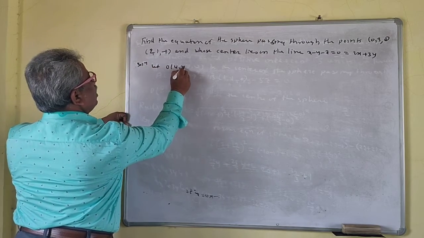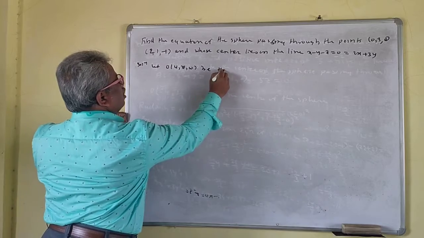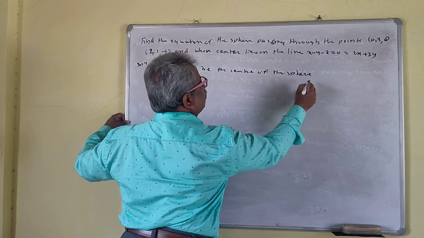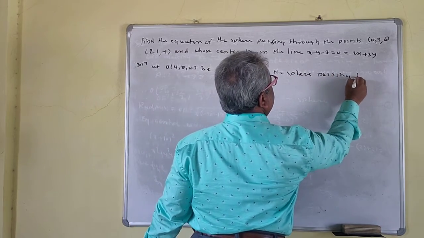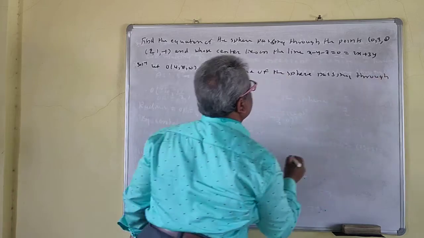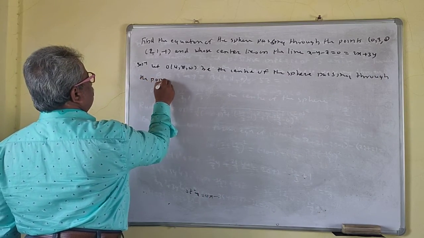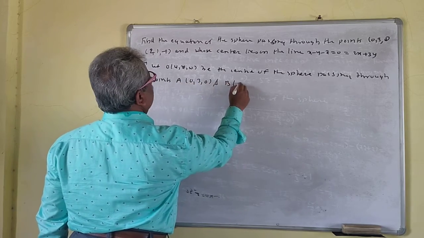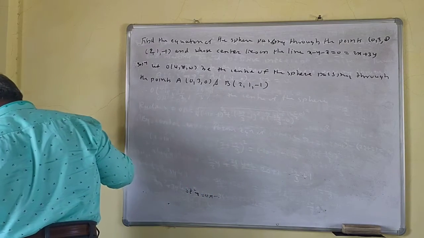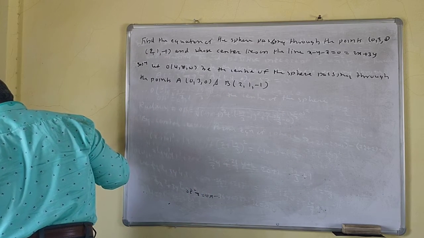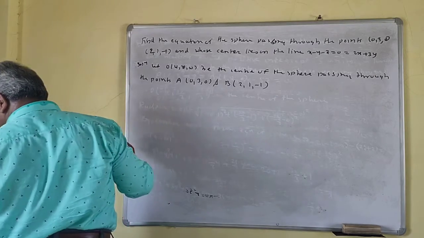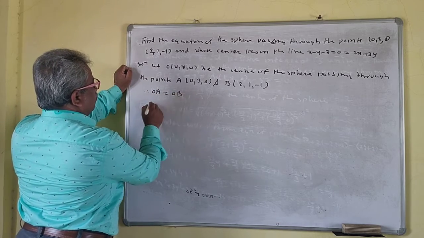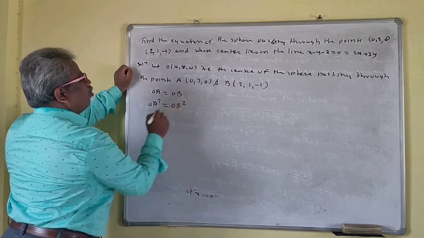Let O(u, v, w) be the center of the sphere passing through the points A(0, 3, 0) and B(2, 1, minus 1). So the points are 0, 3, 0 and 2, 1, minus 1. Therefore OA is equal to OB. Therefore OA square is equal to OB square.